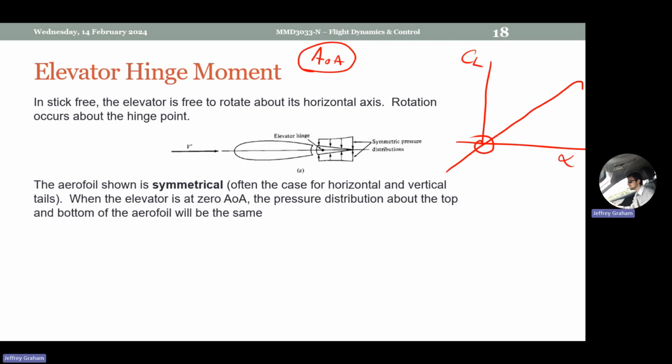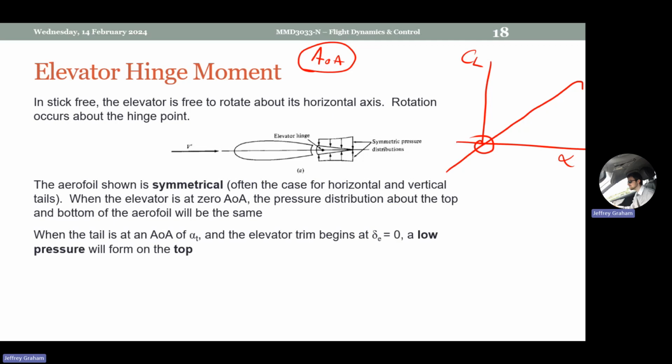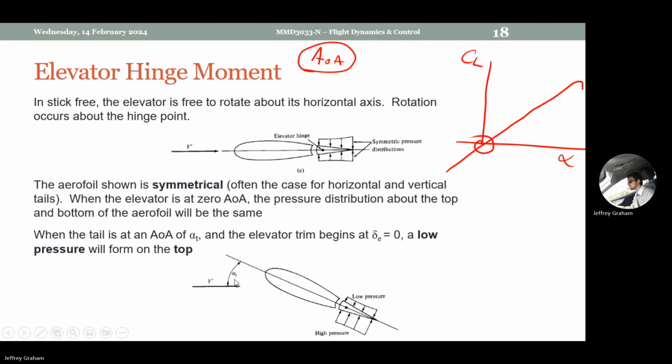Right. First thing I'm going to do is increase the angle of attack of this airfoil. There we are. You can see that by increasing the angle of attack with respect to its incoming airflow and its chord line, we get a new angle. This affects the pressure distribution over the elevator section.